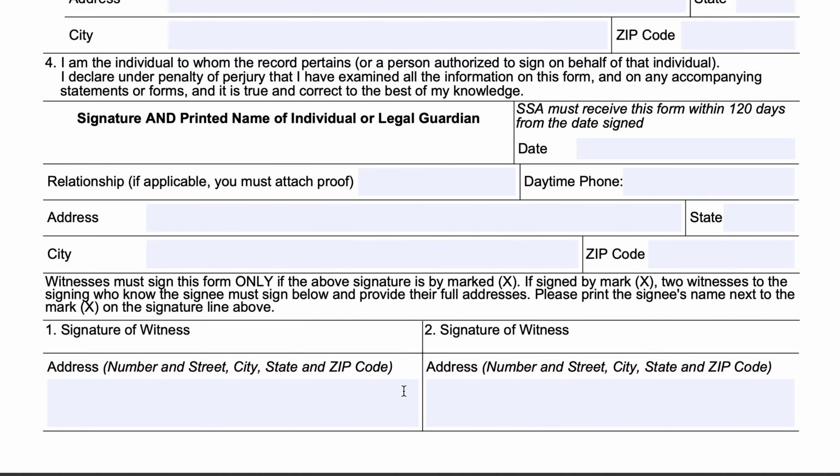The signature block is only required if you mark X in the signature field. So if you mark X instead of a written signature, then you must have 2 witnesses that know you and can personally verify your identity to sign and then state their address on this form.